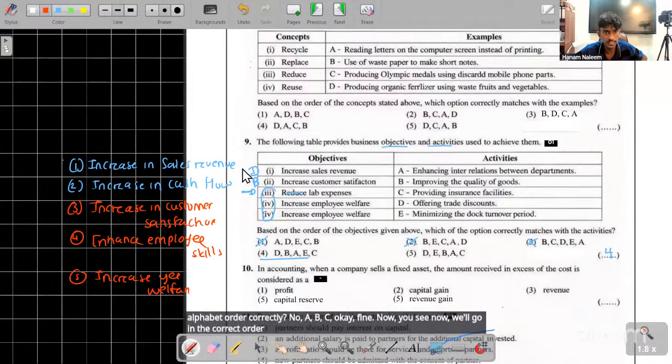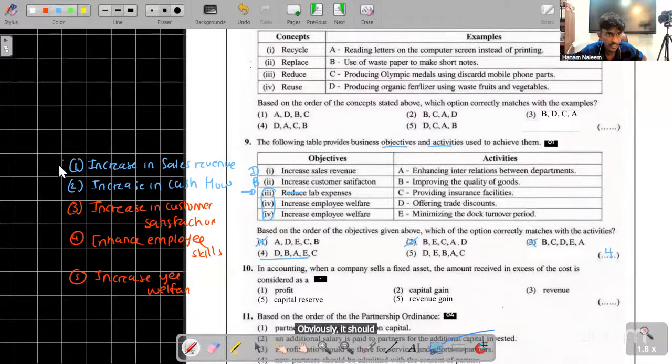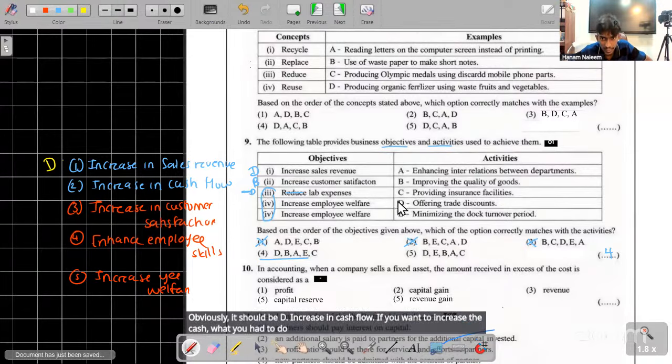Increase in the sales revenue. Yes, it should be D. Obviously, it should be D. Increase in cash flow. If you want to increase the cash, what do you have to do? So we can take D. If you want to increase the cash, okay, minimize the stock.